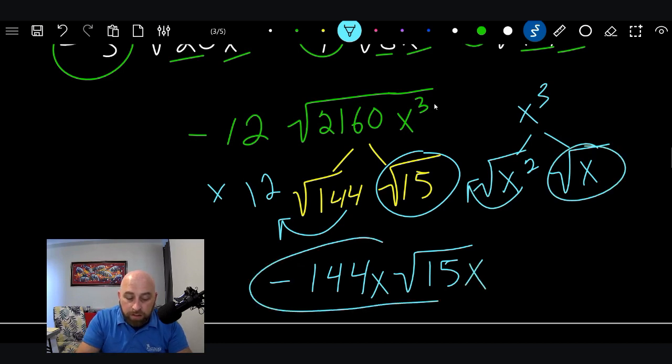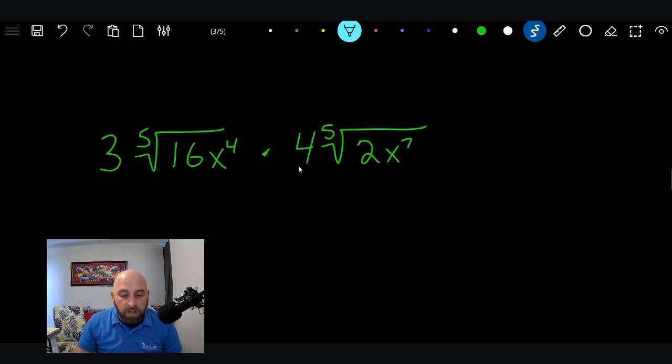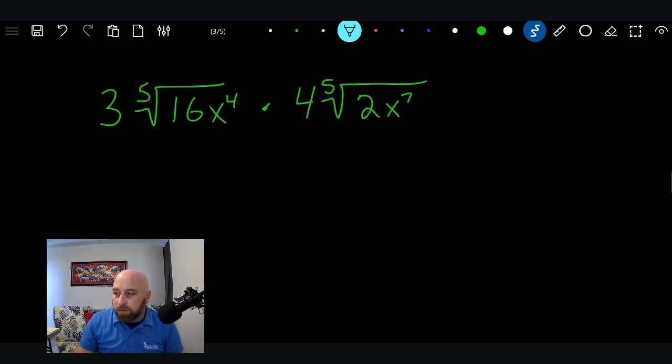So here's what we're left with: negative 144x square root of 15x. Okay, and that again is in your book on page 285. All right, next one. Again, we're jumping to page 286 here for the next example, but these are all in your books.